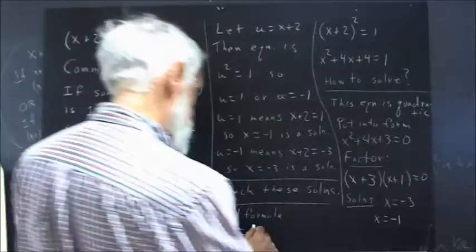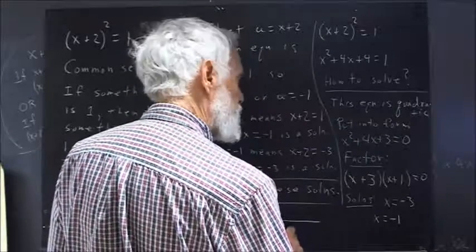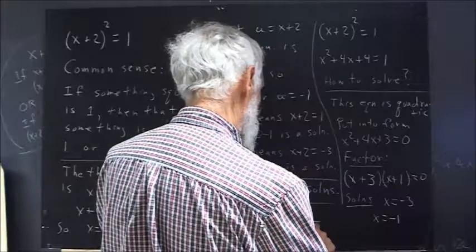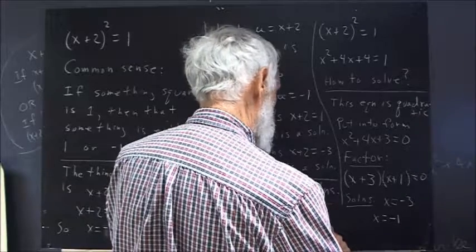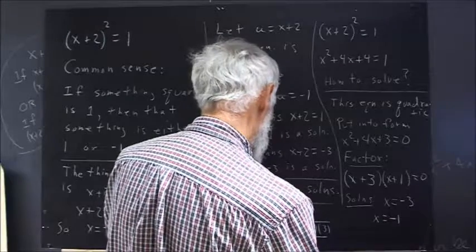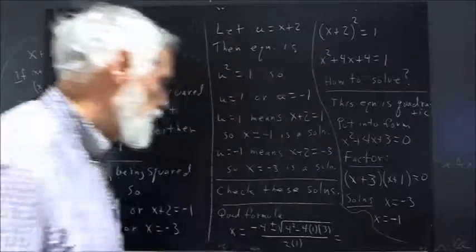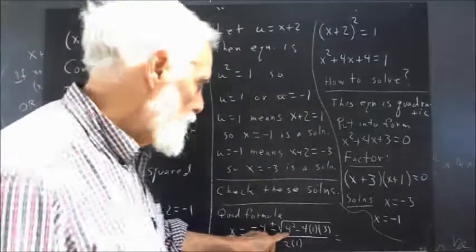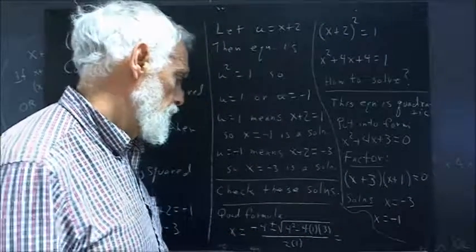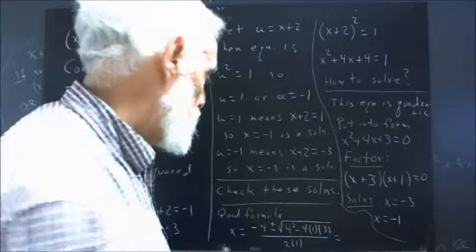So the quadratic formula is going to give us negative 4 plus or minus the square root of 4 squared minus 4a, which is 4 times 1, times c, which is 3. All that divided by 2a, which is 2 times 1. Okay? And that's going to be 16 minus 12, which is 4. Square root of 4 is 2. So we're going to have negative 4 plus or minus 2 over 2.